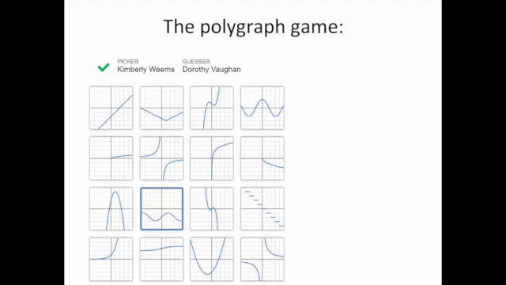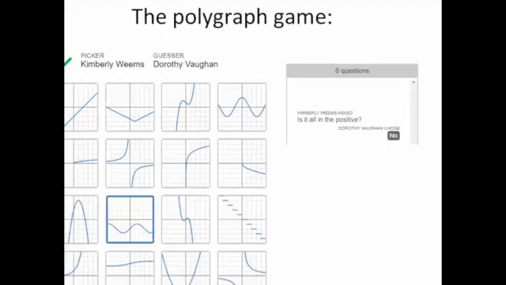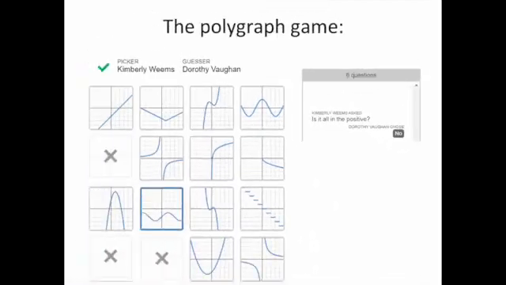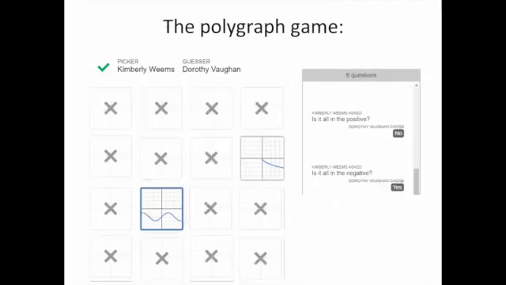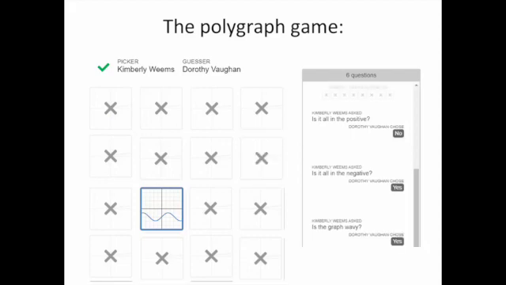Then the picker selects one of the tiles. So Kimberly has picked this one. Dorothy now has to guess which one Kimberly picked by asking yes or no questions. Based on Kimberly's answers, Dorothy then eliminates tiles until she's able to narrow it down to the correct one.